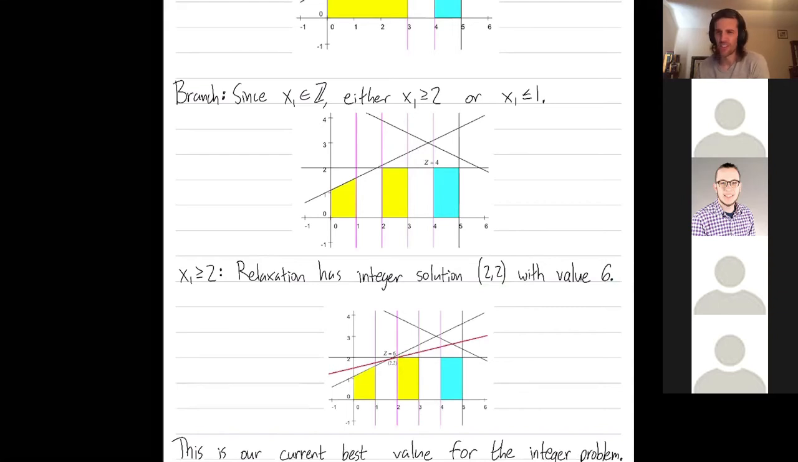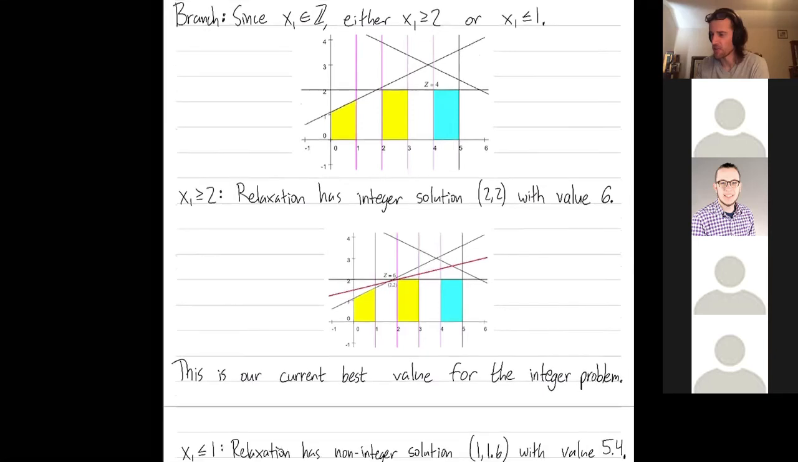Generally when you solve relaxations, you don't necessarily find integer solutions. But here we promoted that because we did these extra cuts along integer lines. So keep track of, you can forget about the number 4 now. 4 is old news. We don't care about 4 anymore. 6 is our new best value, and it's obtained at the integer point (2, 2). We still need to consider the part where x1 is at most 1.